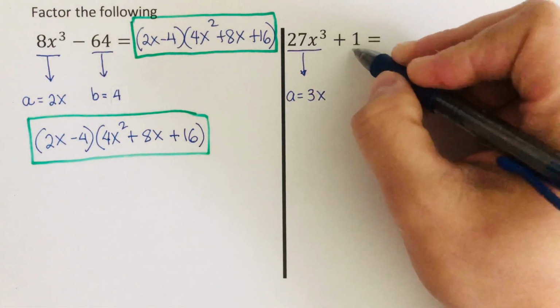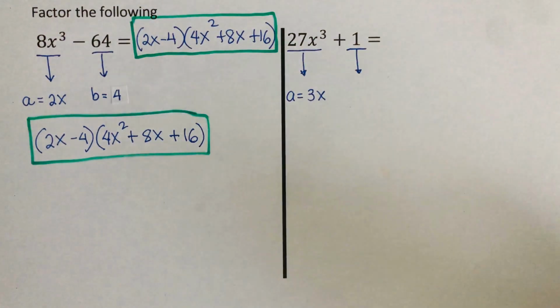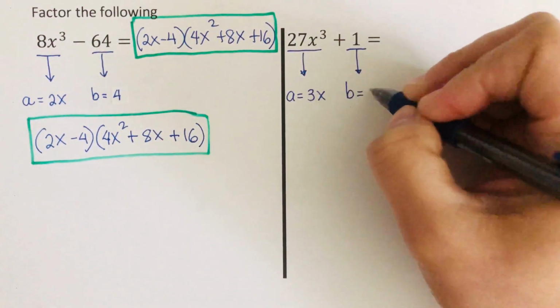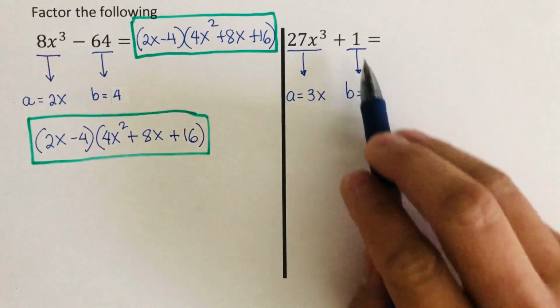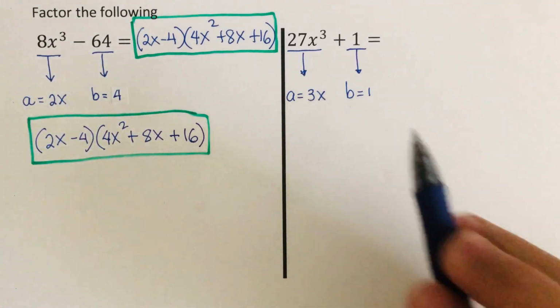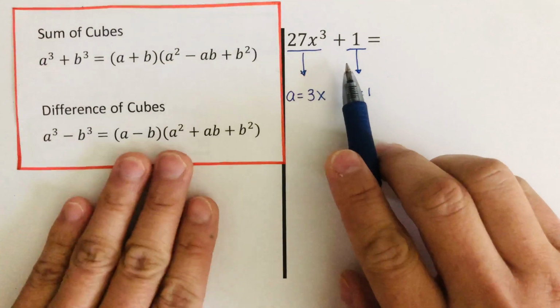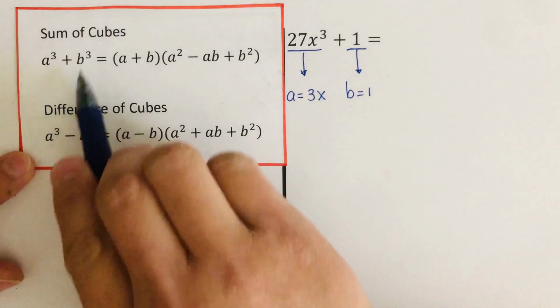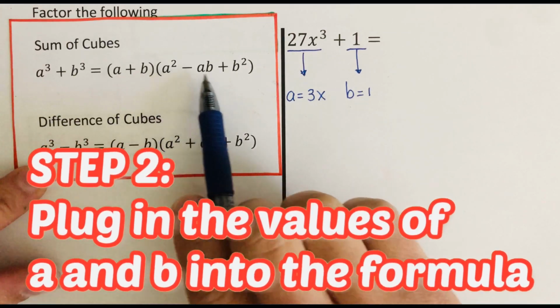Now to find b, it has to come from the second term. So we get the cube root of 1, and that value is 1. So if we multiply 1 times 1 times 1, it is 1. Pretty much our a is 3x, our b is 1. Since this is a plus, we're going to look at the formula that we have right here. So this is a sum of cubes. Then we are going to follow this equation that we have right here.